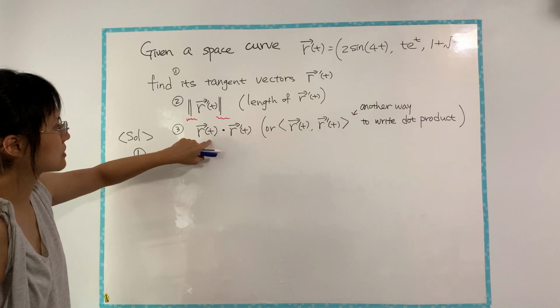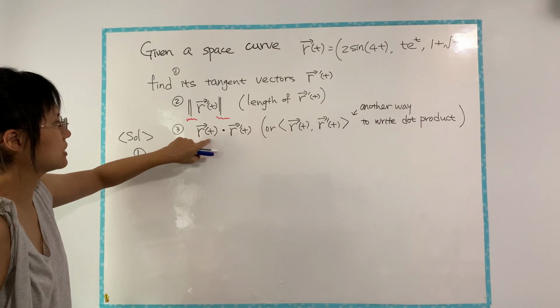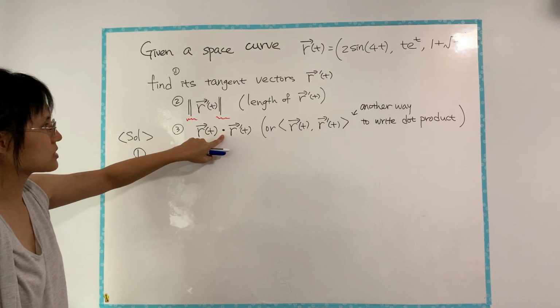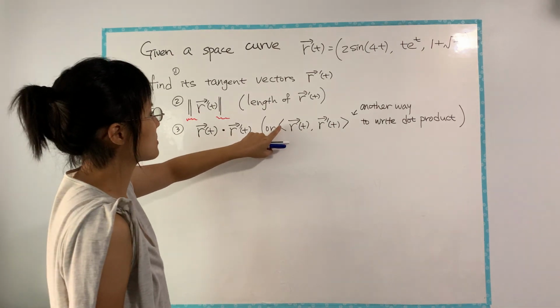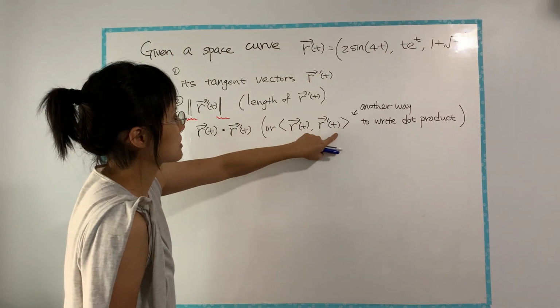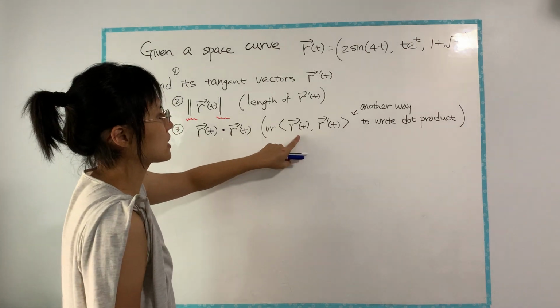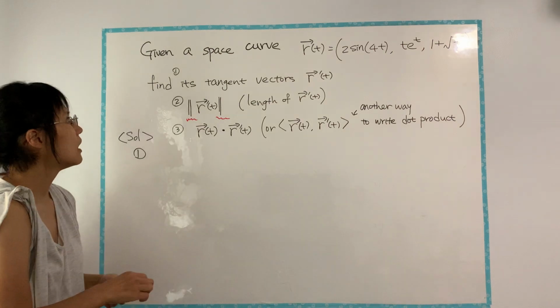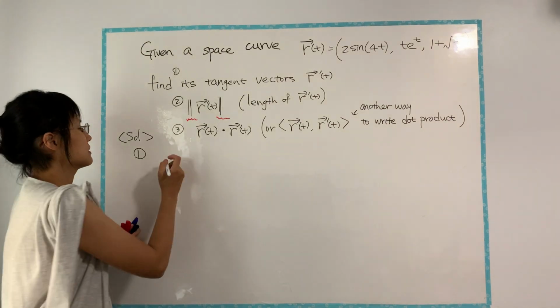Last, we want to find the dot product between r of t and r prime of t. This is a notation we've been using. Sometimes we will see people use angle parentheses. This is another way to express the dot product of 2 vectors. Okay? All right, let's go ahead.